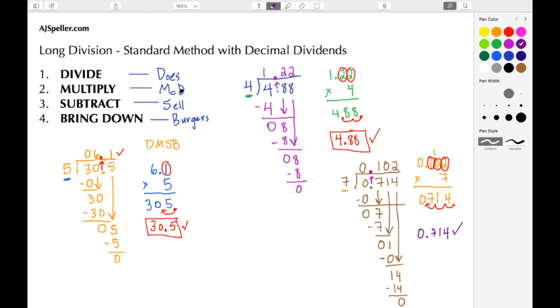All right, so again, the key here is remember to divide, multiply, subtract, and bring down. And then do your check, and you should get these problems right every time.